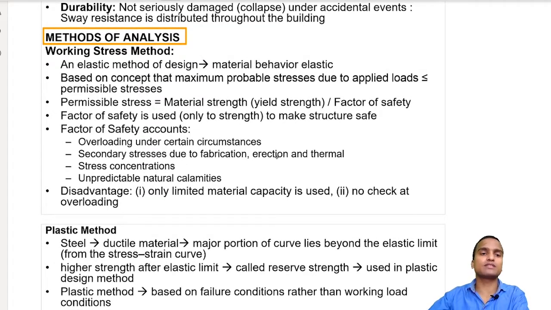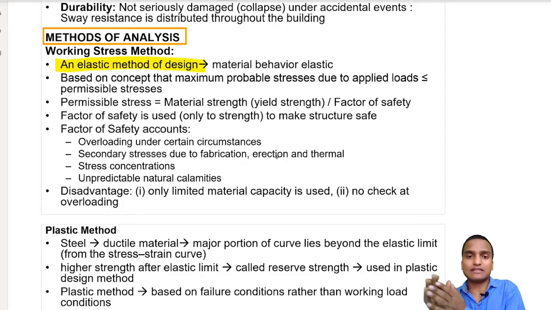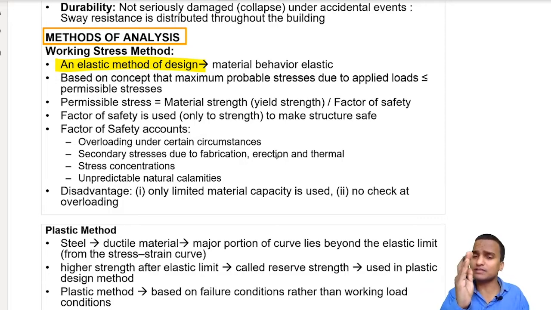So the first one is the WSM, and WSM is an elastic method of design. So we do not use the plastic region of the stress-strain curve, and we limit ourselves up to the elastic limit, and we do not go beyond it. It is based on the concept that the maximum probable stress due to the applied load must be less than the permissible stresses. Now what are permissible stresses? Permissible stress is the capacity of the material, and the load should be less than the capacity. The external load which is going to come on this structure should be less than this capacity.